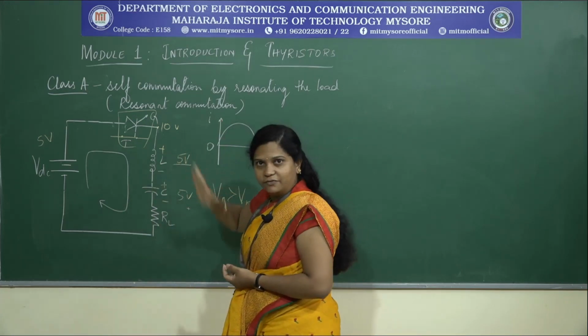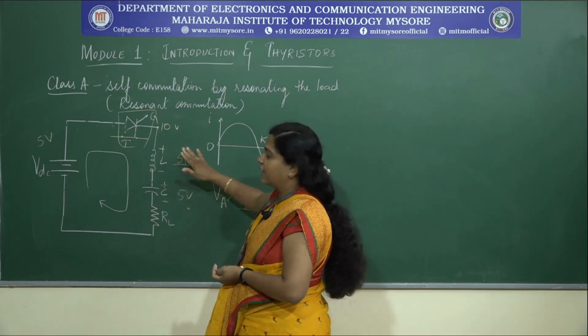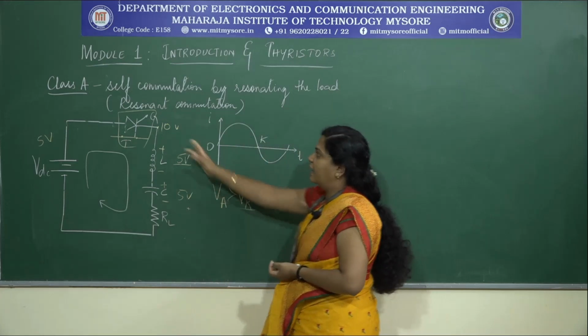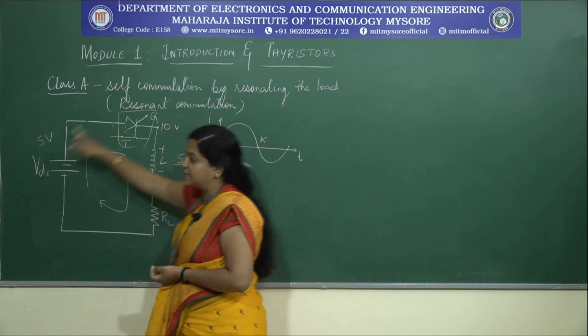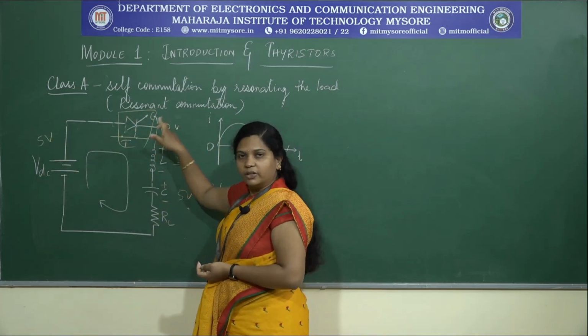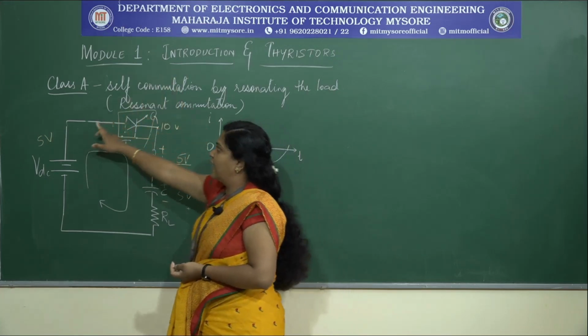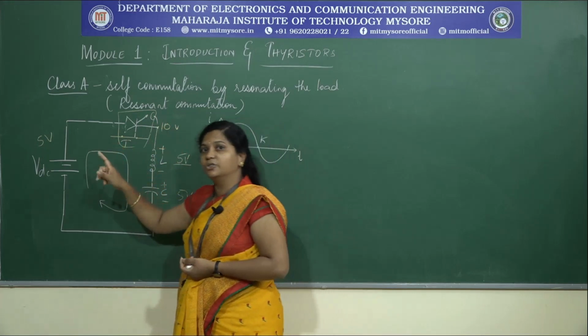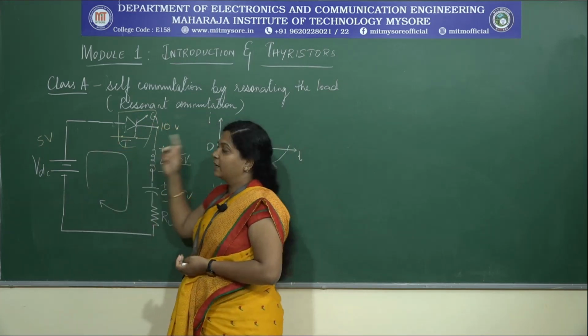Now it has already reached 5 volts saturation. Here it is already 10 volt. What happened to the potential? The anode potential is less, 5 volt is less, and 10 volt is more. So the cathode potential is increased and the anode potential is reduced. So automatically the thyristor should go to the off state.